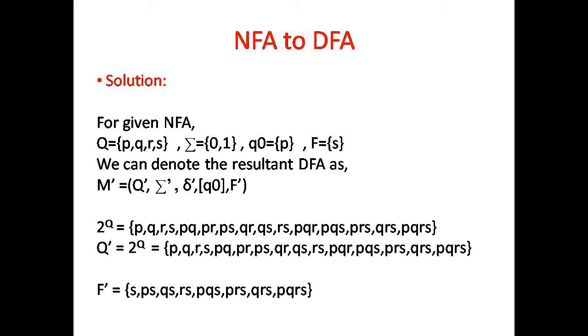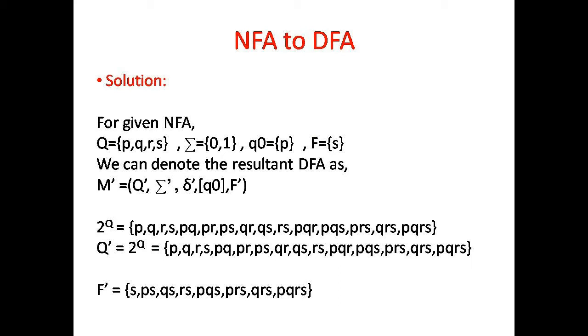Solution: for the given NFA, first we describe it in tuple format, that is the states Q = {P, Q, R, S}, sigma is the input symbols, given as 0 and 1, the initial state of the machine q0 is P and the final state is S. We can denote the resultant DFA as M' = (Q', sigma', delta', q0, F'), where Q' is the new states, sigma' is the input symbols, delta' is the transition function, q0 is the initial state of the machine and F' is the set of final states.